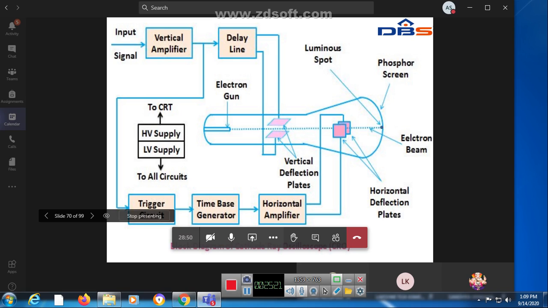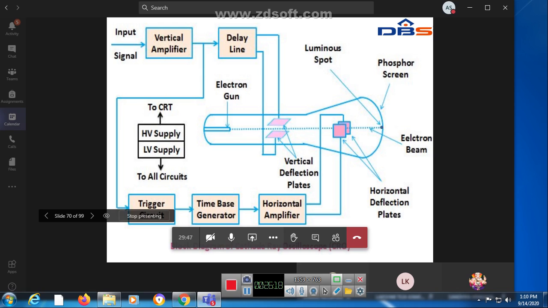The vertical deflection plates deflect the signal vertically up and down. To give the supply to these vertical plates, the input signal is given to the vertical amplifier. Then the delay line: suppose the horizontal plates are activated first, the signal is displayed on the horizontal section. At the same time the signal comes from the vertical amplifier. Both coincide, which may cause some distortion. That's why the delay line delays the signal for some time and sends it to the vertical plates. That is the delay line.